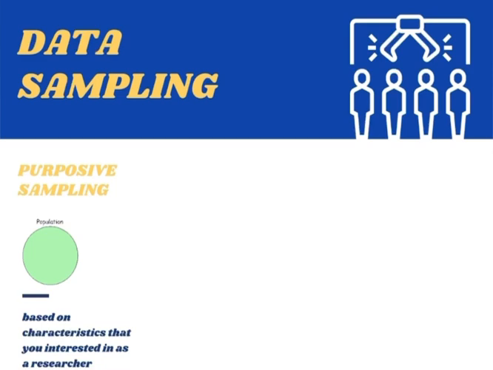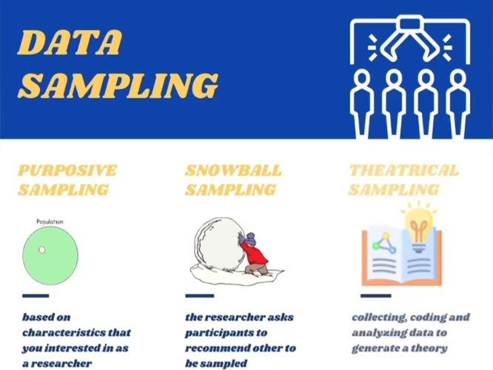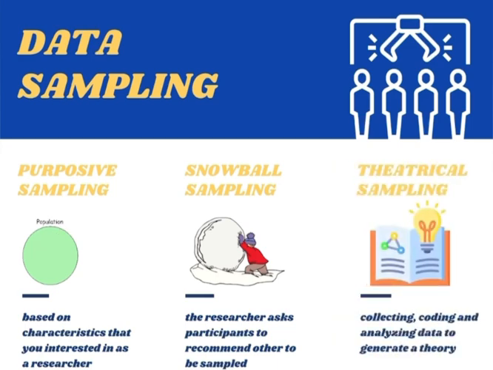Now, there are three ways of data sampling. Number one, the sample is selected based on the characteristics or attributes that the researcher is interested in studying, which is known as purposive sampling. The second one is snowball sampling, where the researcher asks participants to recommend other individuals to be sampled and observed in order to be used in the study. The last one is called theoretical sampling, which is the process of collecting, coding, and analyzing data in a manner in order to generate a theory.